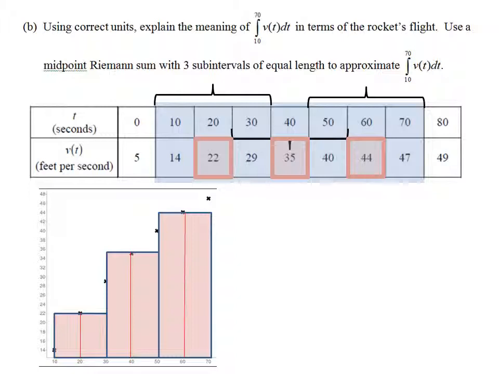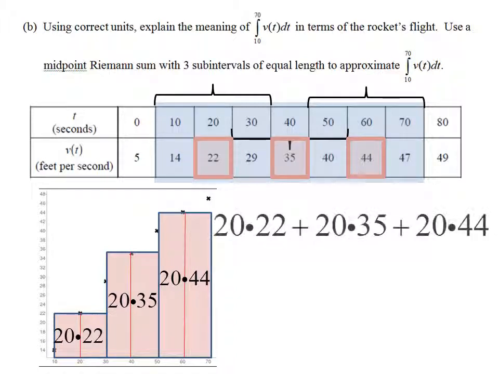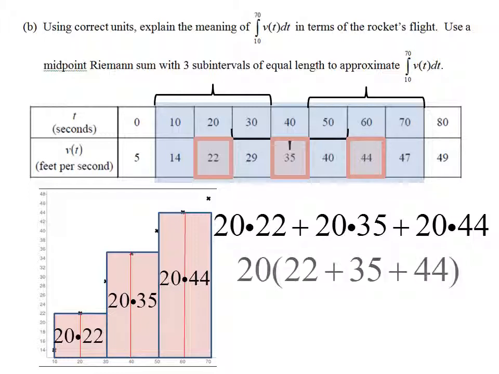So we compute areas of rectangles which are 20 by 22, 20 by 35, and 20 by 44. The Riemann sum is the sum of those areas. With a common factor of 20, we can factor out 20 and complete the computation this way. The answer is 2,020 feet.